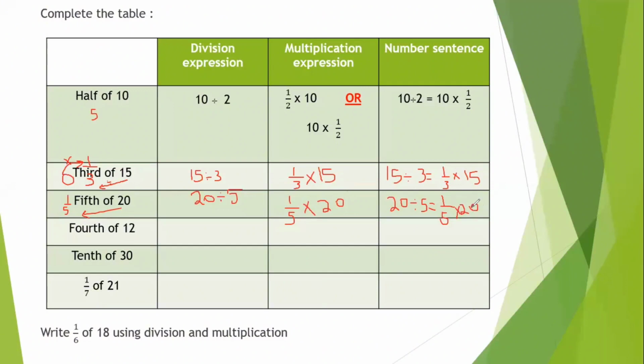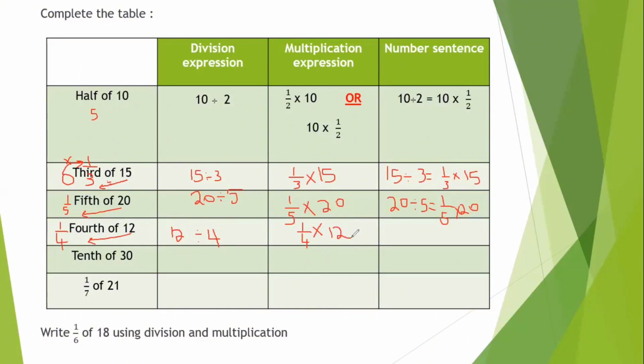Next, fourth of 12. Fourth means 1 over 4. So if I want to write it as a division expression, it will be 12 divided by the denominator. 12 divided by 4. Multiplication expression means instead of the word fourth I will write 1 over 4, and instead of of I will write times. Then 12.